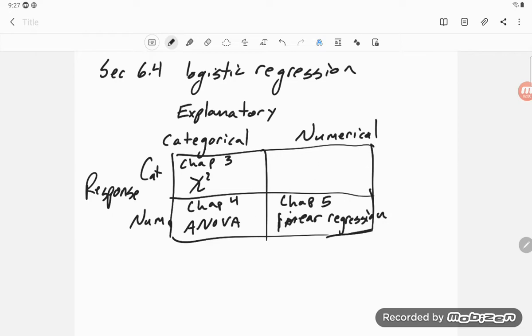So the only thing we don't have at this point is what might we do if we have a categorical response and numerical explanatory variable. And it's not all of chapter 6, it's just section 6.4, and this is where we look at this thing, logistic regression. Okay, so that's kind of the idea of the 6.4.